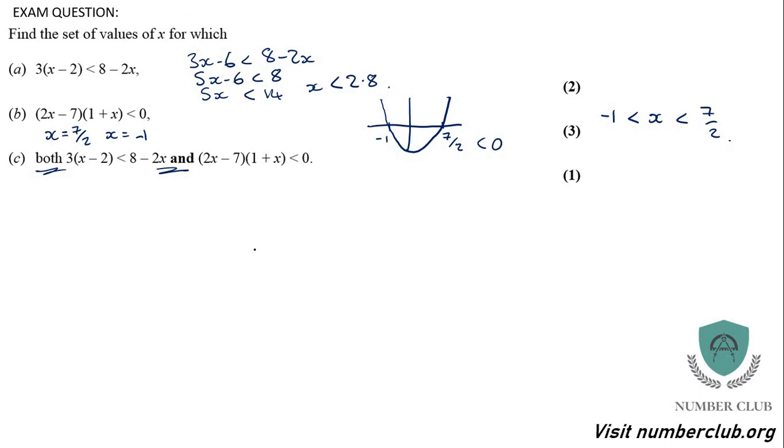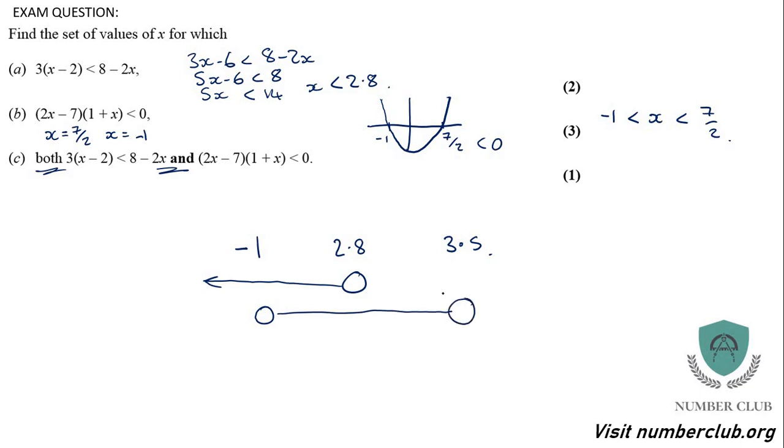So our critical values were negative 1, 2.8, and 7 over 2, which is 3.5. So we've got the first inequality works when that happens. The next inequality works when this happens. Okay, where's the and? The and is in this section here, in between -1 and 2.8, and so your final answer for C will be -1, 2.8, and x will be smack bang in between.